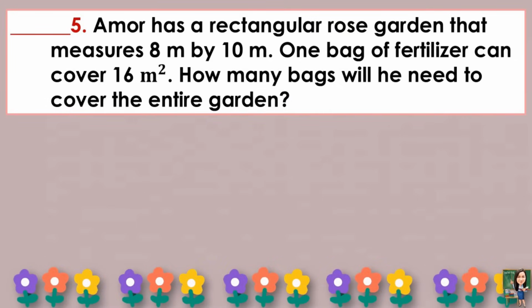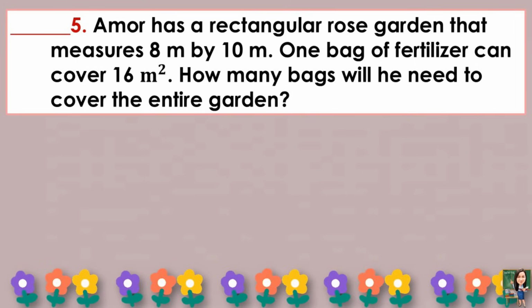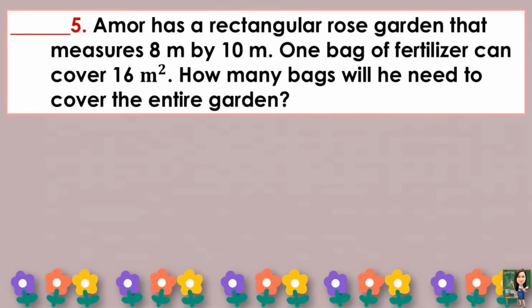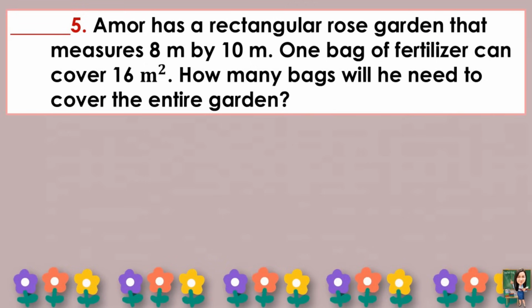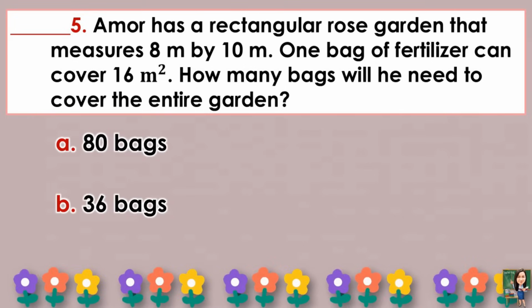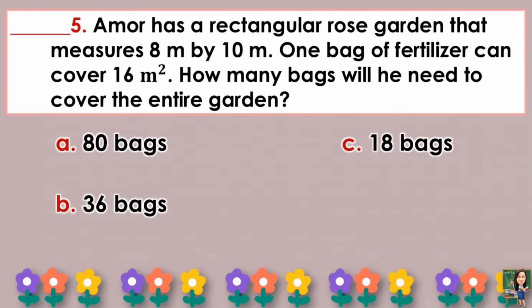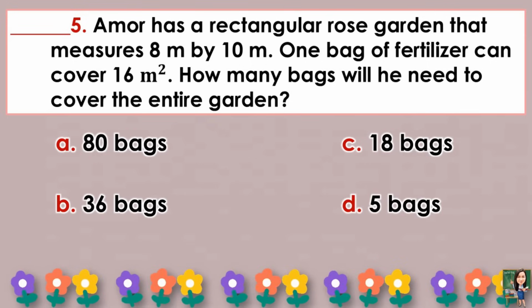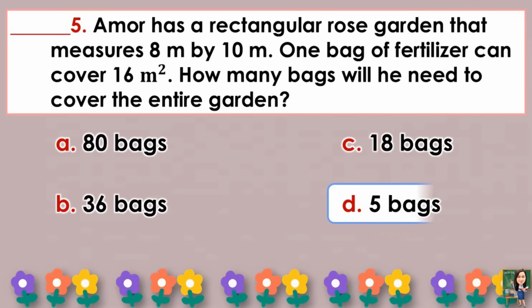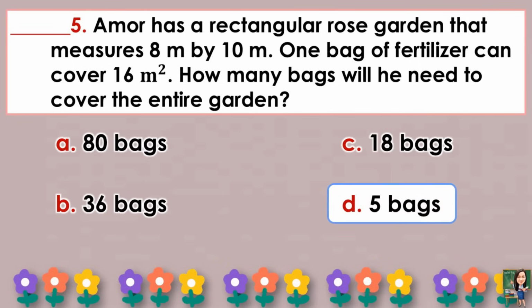Number 5. Amor has a rectangular rose garden that measures 8 meters by 10 meters. One bag of fertilizer can cover 16 square meters. How many bags will he need to cover the entire garden? A. 80 bags, B. 36 bags, C. 18 bags, or D. 5 bags? What is the correct answer? Very good. The correct answer is letter D, 5 bags.